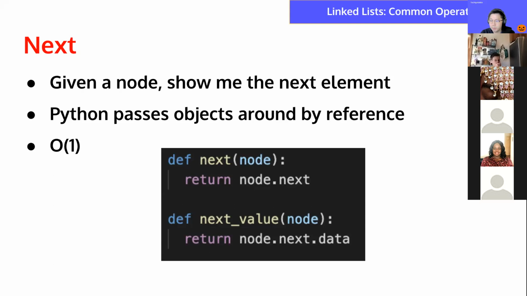If you want to get the value, which is different from the next node, because next points at the node itself, which has the data as well as the pointer to its next element, next value only gets back the data component. To do that, you do node.next, but then specify that you also want the data attribute. And all this operation is done in constant time.